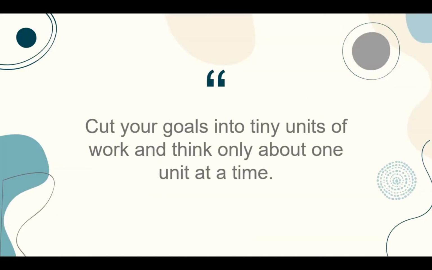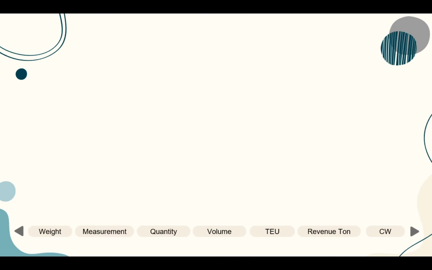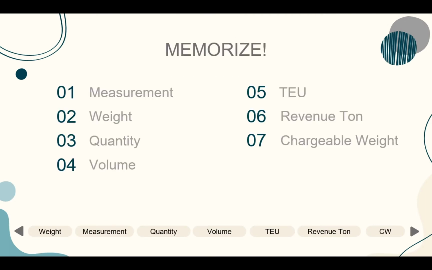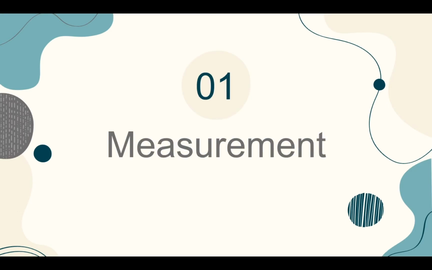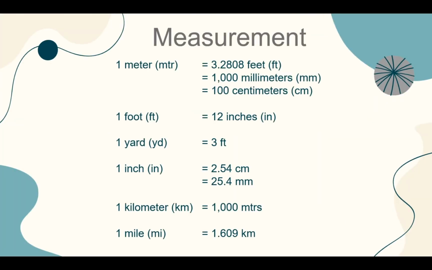Alright, so let's start. Memorize first the measurements, weights, quantity, volume, and the others. We need those to help us compute faster. Okay, so first is the measurement. Those are our conversions in measurement. We need to master them so we can compute faster.